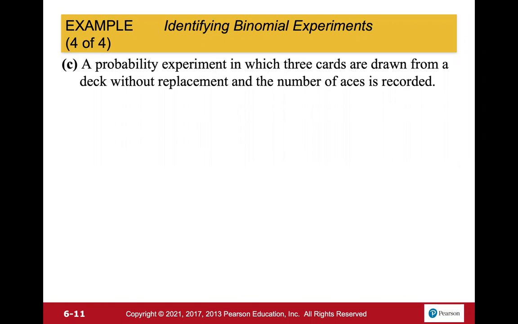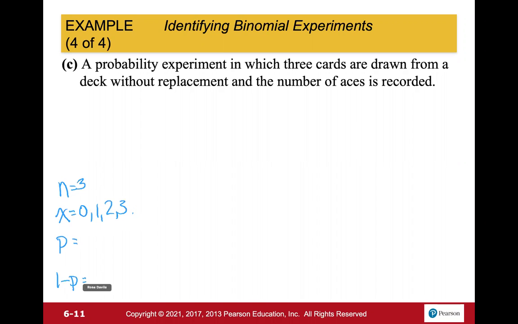Part C, the probability experiment in which three cards are drawn from a deck without replacement and the number of aces is recorded. So, probability. Let's look at this. We have n equal to 3 cards drawn from the deck without replacement, and the number of aces is recorded. Let's jump to X. X could be 0, 1, 2, or 3, so three random cards are being selected. Now we're going to look at the probability of success and the probability of failure.